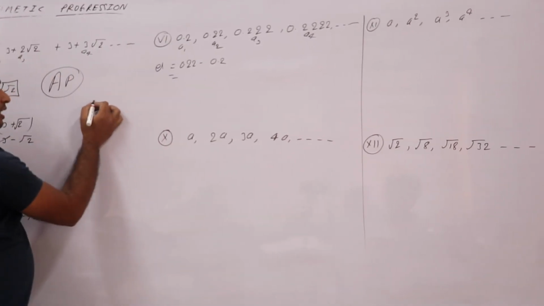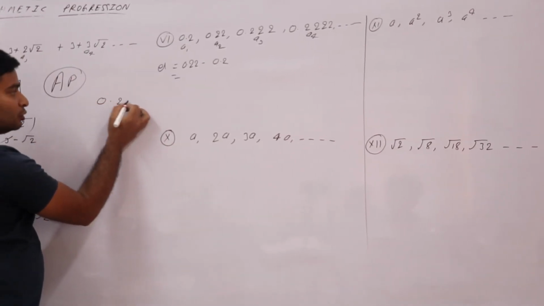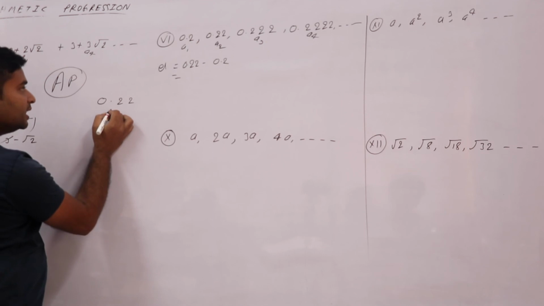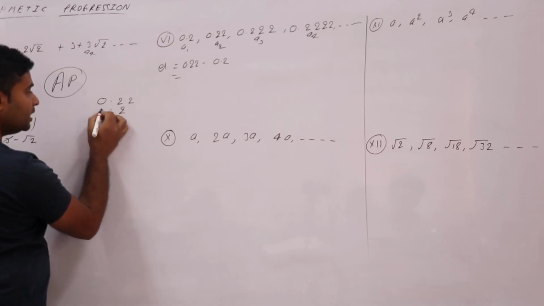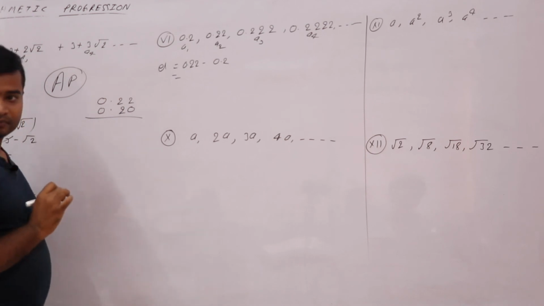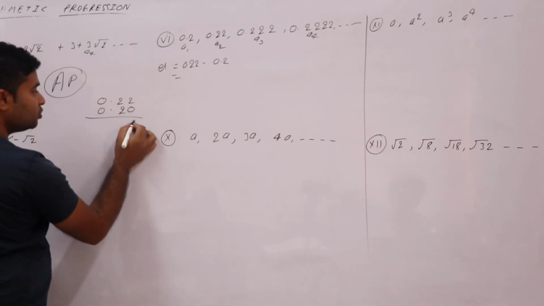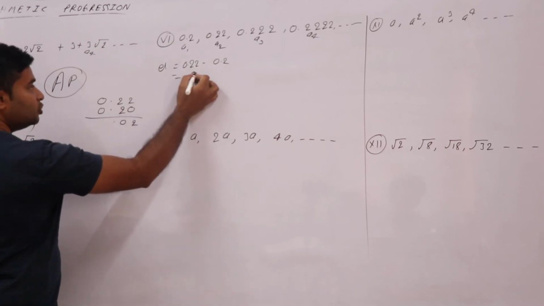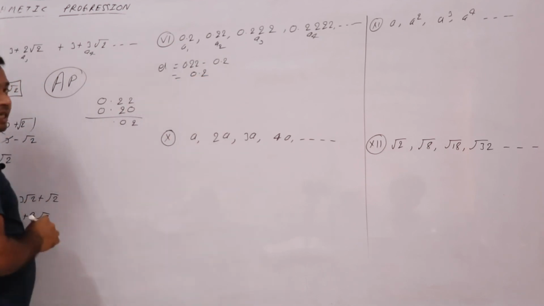I am doing the rough work here. 0.22. I told you the decimal point should be in front. So decimal here and here, 2, here 0. If there is nothing, fill the values by 0. So here it becomes 2 minus 0 is 2, and this becomes 0 minus 0, 0. How much do you get? 0.02. Getting? Yes, sir.